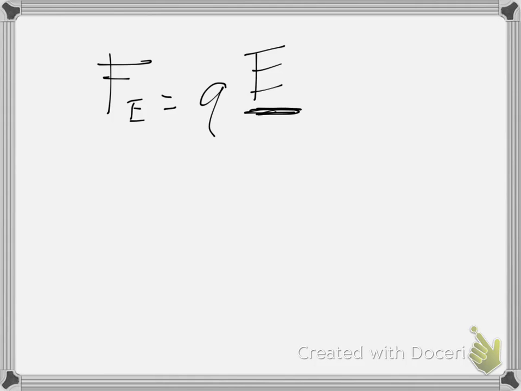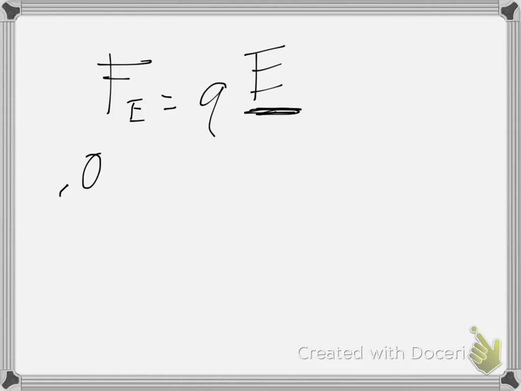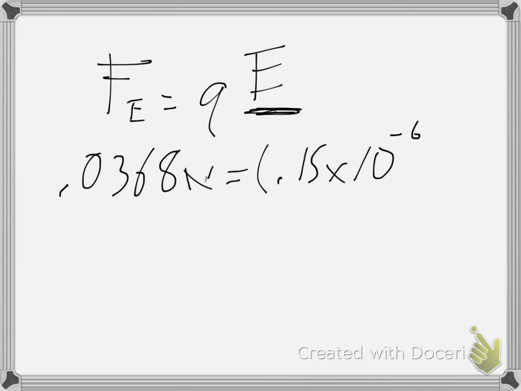The charge on the plate determines the electric field, and that electric field determines the force that this charged particle is experiencing. So if I plug in my value 0.0368 newtons, and I know the charge of my object, which is 0.15 times 10 to the negative 6 coulombs, that's 0.15 microcoulombs, times my E, I can get my electric field. Give me just a second to pull this up.